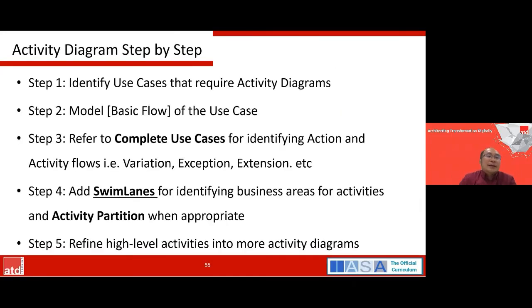Typically there will be steps 1 to 5: identify the use case and then model the use case. When we do the activity diagram, take a look: steps 1, 2, and 3 refer to the use case. So if you don't have the use case, how do you define the activity diagram? How do you define your BPMN, business process modeling? Everything starts from the use case.